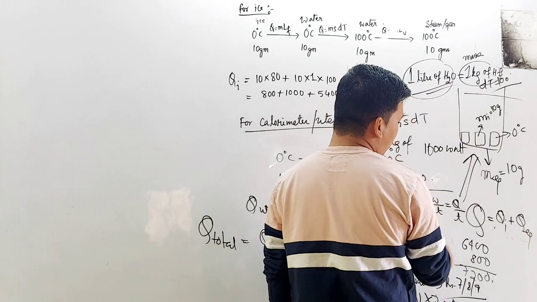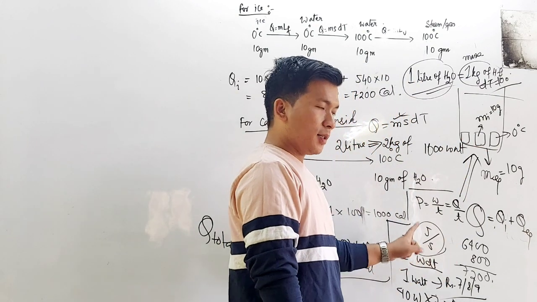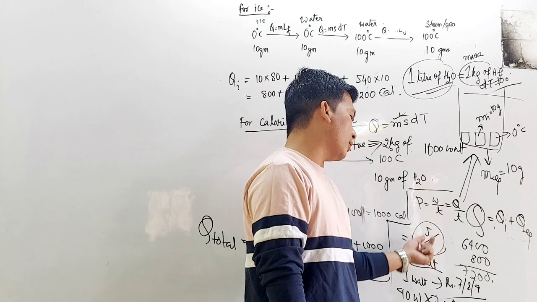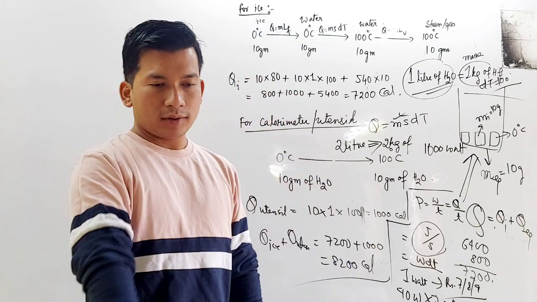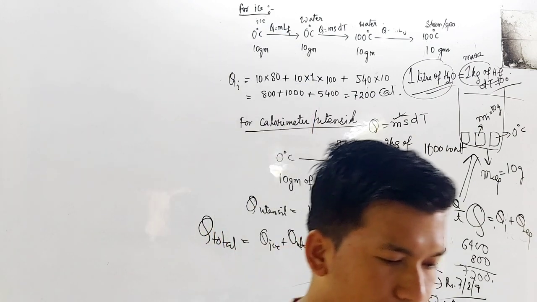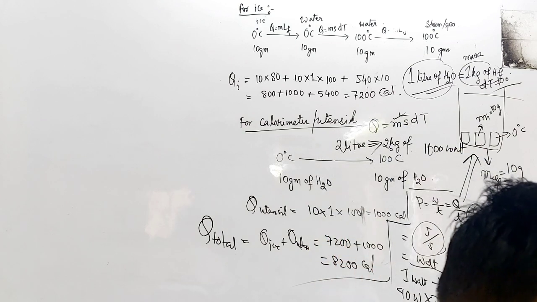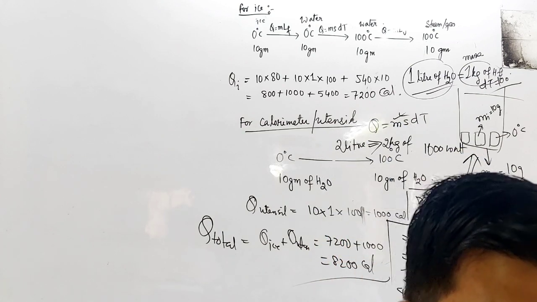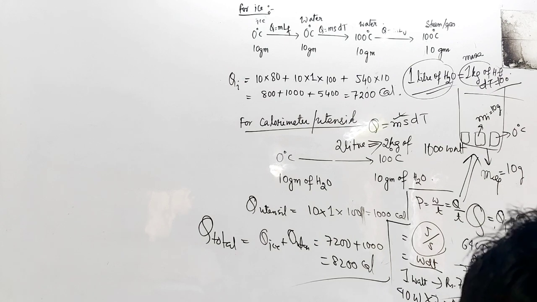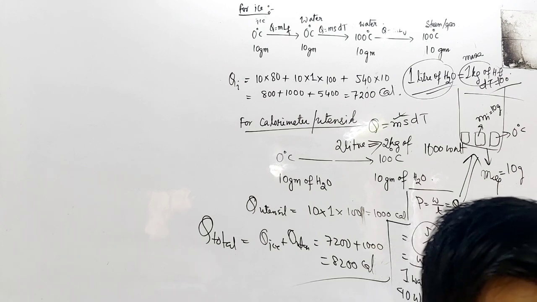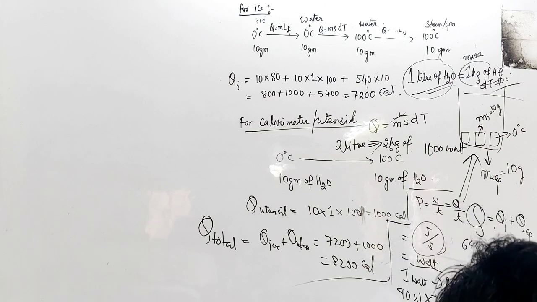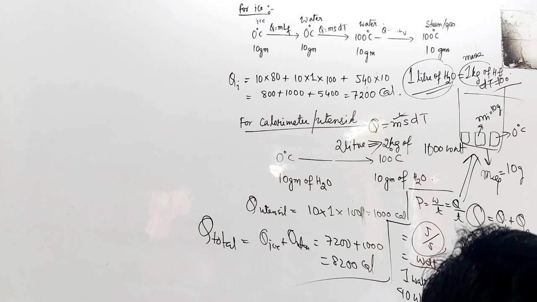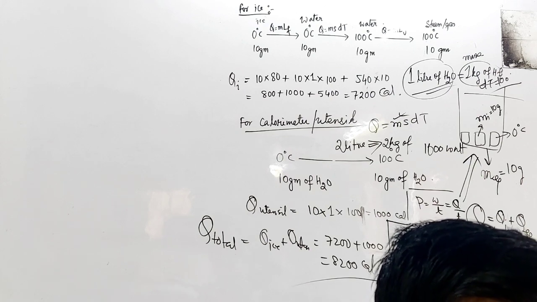In short, what I am trying to say is that joule per second is also known as watt. Now, what is the power? The power of the heater is given as 1000 watt, and on an average heat is lost to the surrounding at a rate of 160 joule per second.